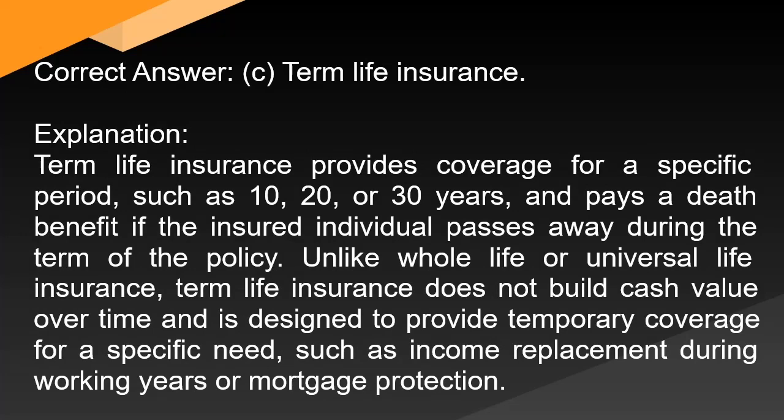Explanation. Term life insurance provides coverage for a specific period, such as 10, 20, or 30 years, and pays a death benefit if the insured individual passes away during the term of the policy. Unlike whole life or universal life insurance, term life insurance does not build cash value over time and is designed to provide temporary coverage for a specific need, such as income replacement during working years or mortgage protection.